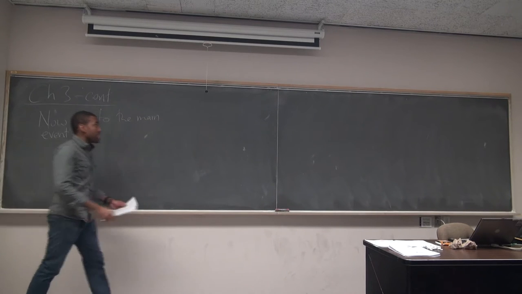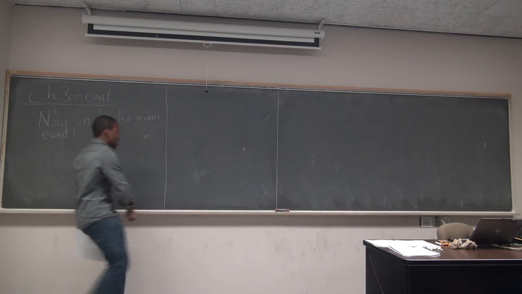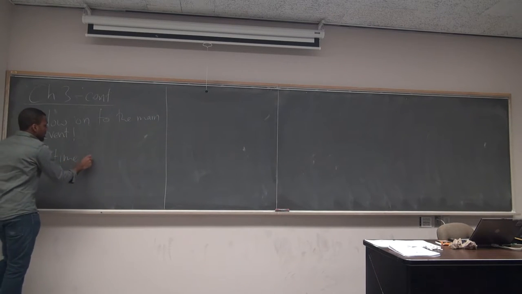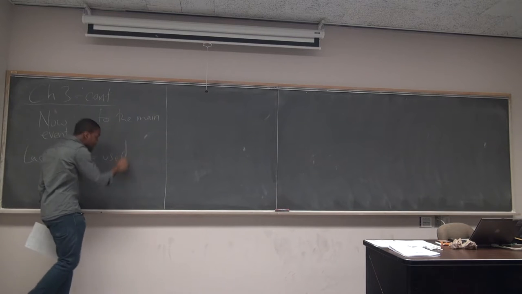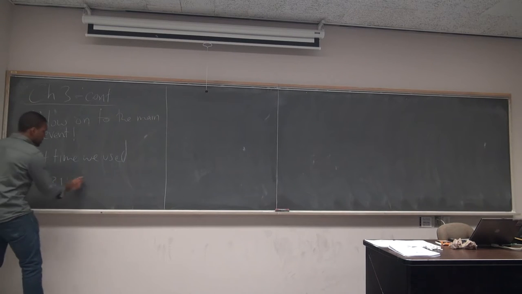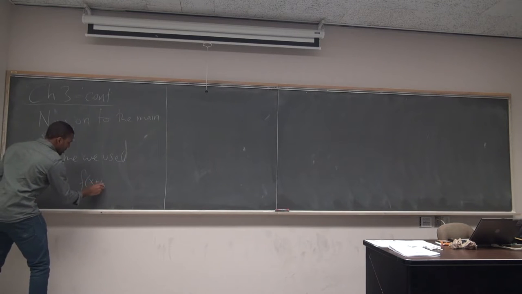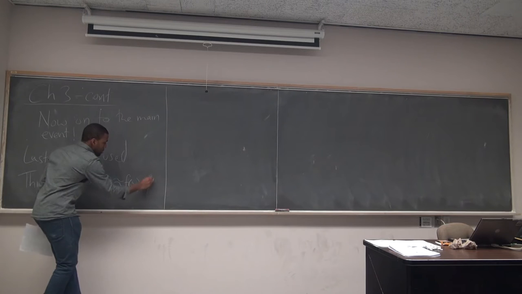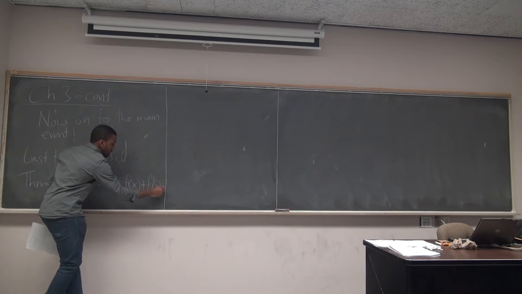We're moving on to the main event. Last time we used linear approximation, the linear approximation formula. This is theorem 3.1 in your textbook. It's basically that guy that says f of x plus delta x is approximately equal to f of x plus f prime of x delta x.